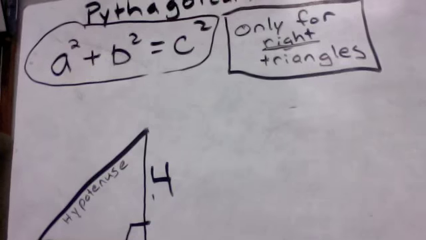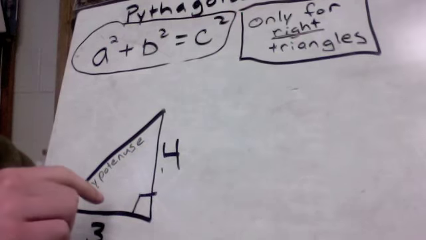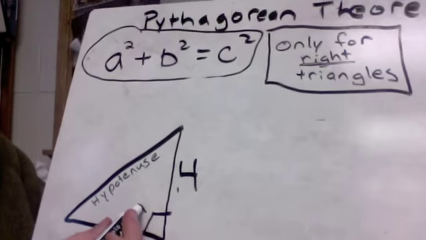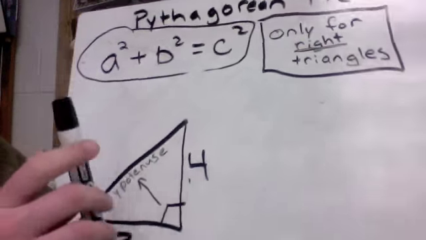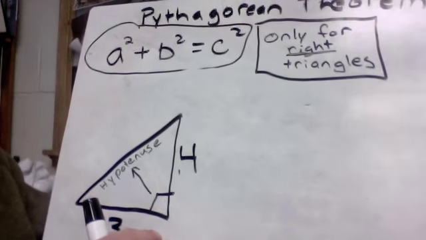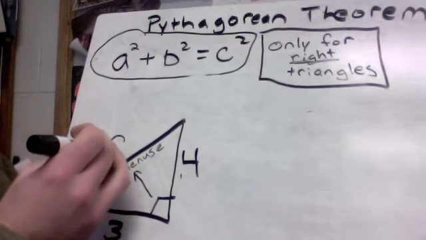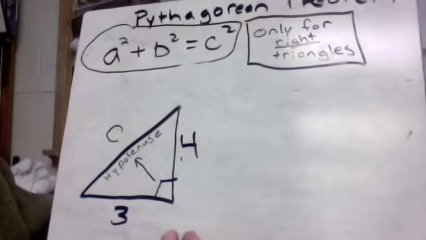All right. We need to find the perimeter of this triangle. We do not have the hypotenuse. Remember, the hypotenuse is across from the right angle. We can find it using the Pythagorean theorem because this is a right triangle. So we know this is going to be our C. Hypotenuse is C. So let's go through this to see how it works.